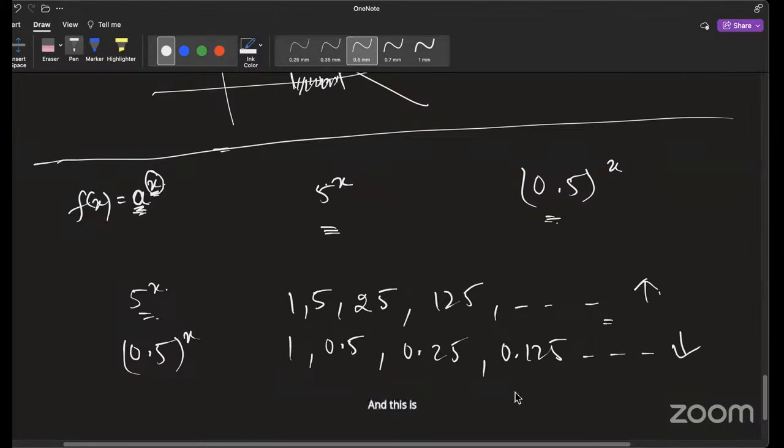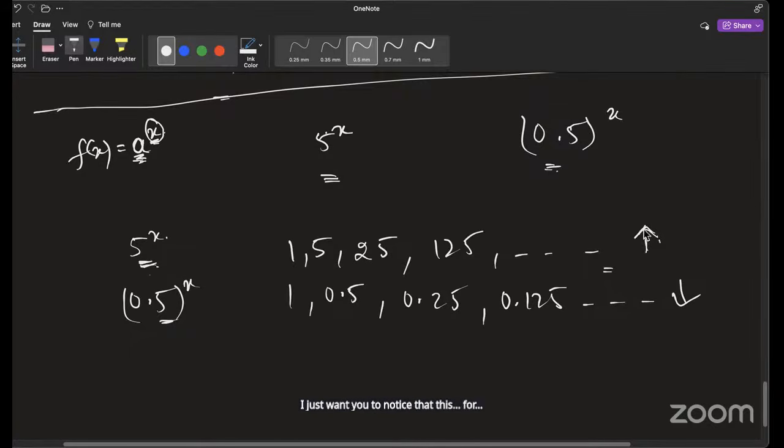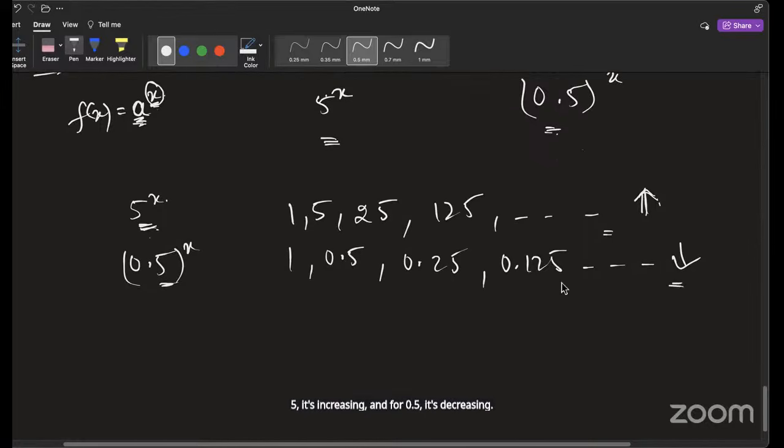And this is a decreasing thing. Ma'am, a has to be non-zero. A to the power x, if a is zero, then everything is 0. Yes, ma'am. We're just discussing this one, 5 and 0.5. We're not going into the cases right now. I just want you to notice that for 5, it's increasing, and for 0.5, it's decreasing. And it keeps decreasing.